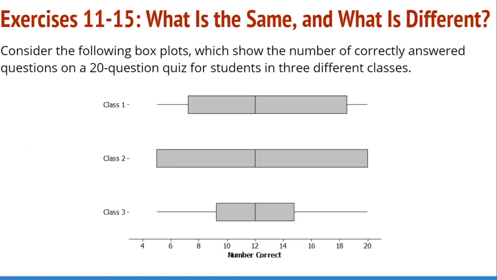So for exercises 11 through 15, we're going to do a little bit of comparison. We have 3 box plots here. We're going to look for what is the same, and we're going to look for what is different. Each of these box plots show the number of correctly answered questions on a 20-question quiz for students in 3 different classes. So we have Class 1, Class 2, Class 3. They all took a 20-question quiz. All of their box plots are based off of the same quiz. Same quiz, 3 separate classes.